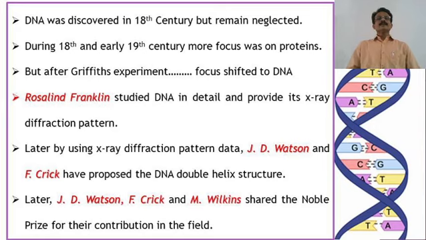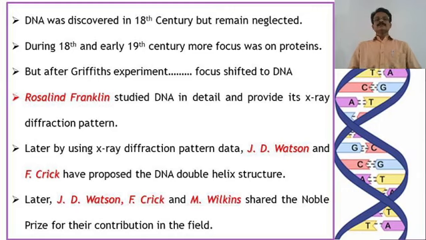So we can say that DNA was discovered in the 18th century, but it remained neglected because during the 18th and 19th centuries, most of the scientists were focused on the properties and activities of proteins. Proteins were structurally discovered in the 1940s by Pauling, and then most of the work was directed towards them, and some considered protein to be one of the molecules that may be responsible for heredity. But after Griffith's experiment, DNA came into focus.